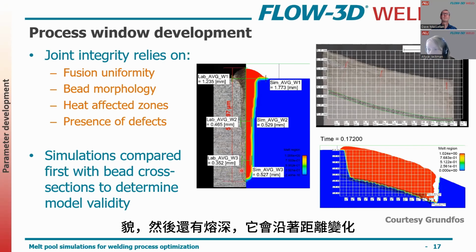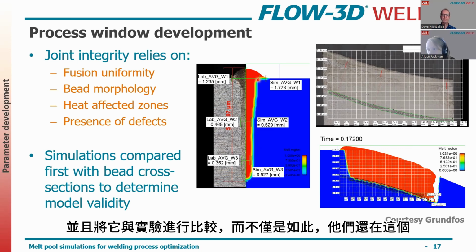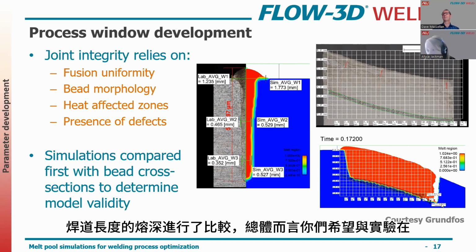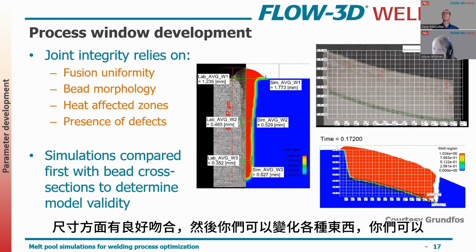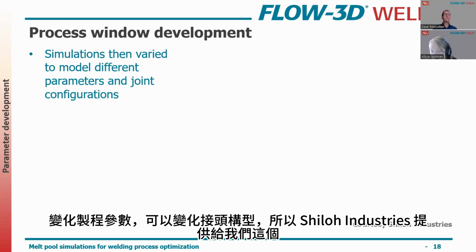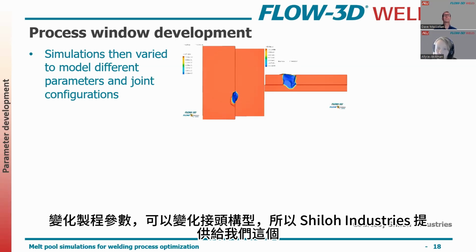And then you have the penetration, which is going to vary along the distance, and then compare that with the experiment. And not only this, but they were welding on this curved surface. And so they compared the simulation to the penetration in the experiment along the length of the bead. So you want to get good agreement in general with your experiment in terms of the dimensionality. And then you can go into varying all kinds of stuff. You can vary process parameters. You can vary joint configuration.